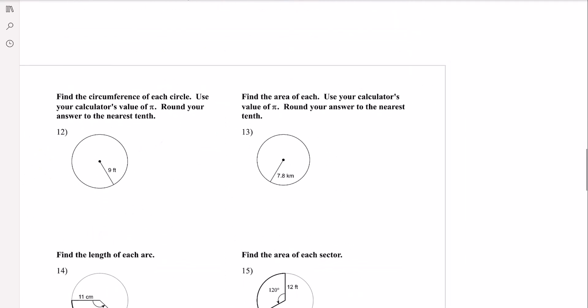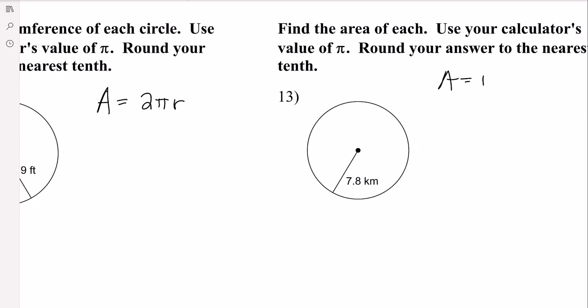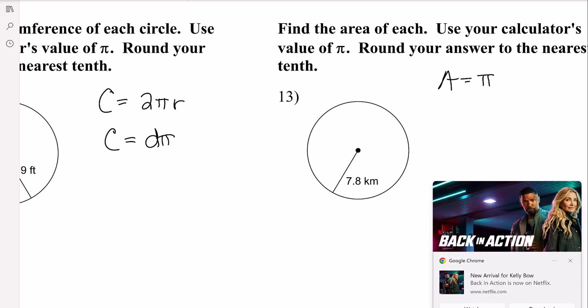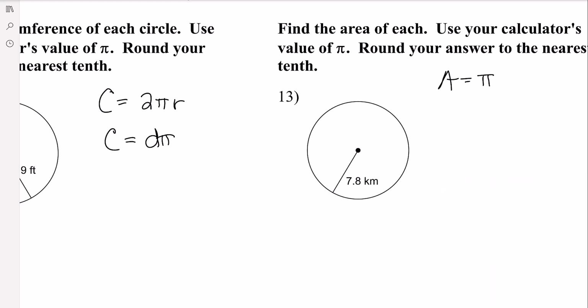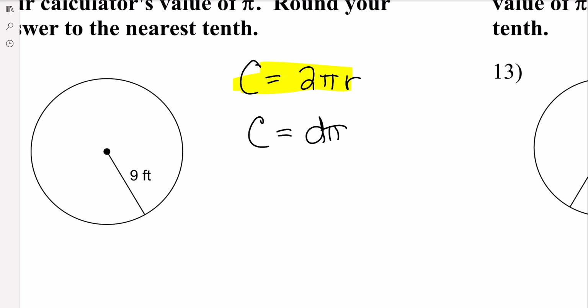Okay, the circumference. Well, the circumference of a circle is pretty easy. You guys have been doing this probably since third grade. It is 2 pi r, and the area of a circle is pi r squared. Also, whoops, I put A instead of C for circumference. Circumference has two formulas. If you're given diameter, it's just diameter times pi. So it depends on what they give you. All right, and the area is pi r squared. Okay, so they give us the radius, so we're going to use this formula.